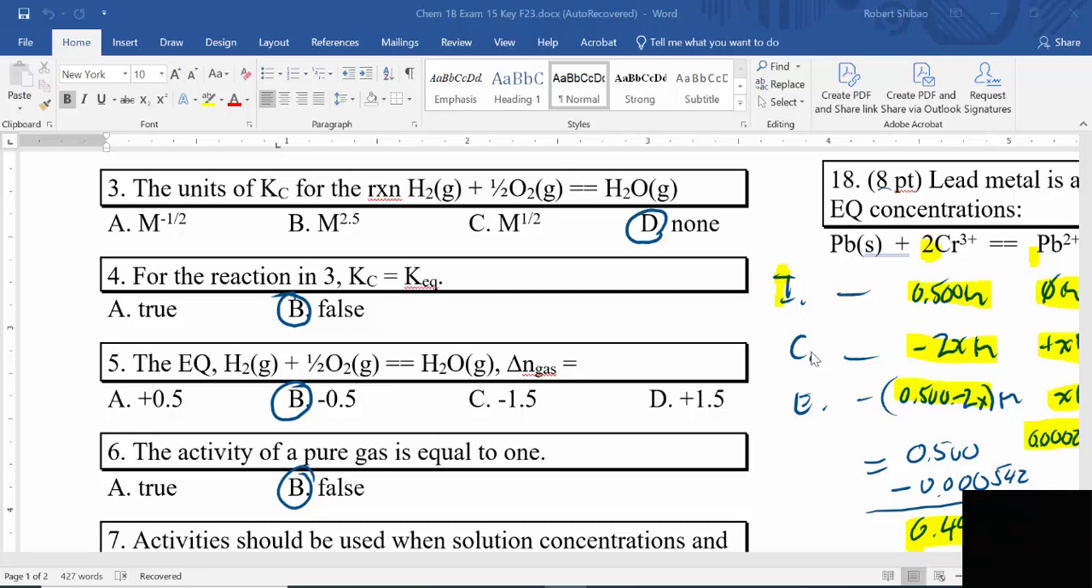And when we look at the activities of gases, what do we use for the activity of gases? The activity of gases is the pressures. The pressures need to be in 1 bar. 1 bar pressure, do you know where that comes from, 1 bar?